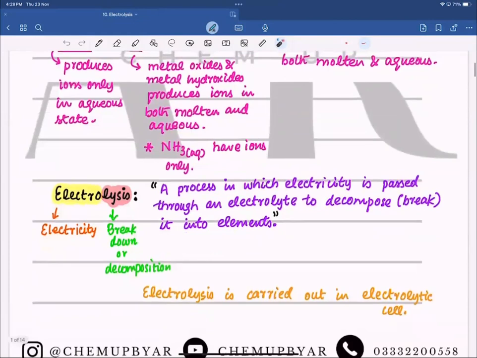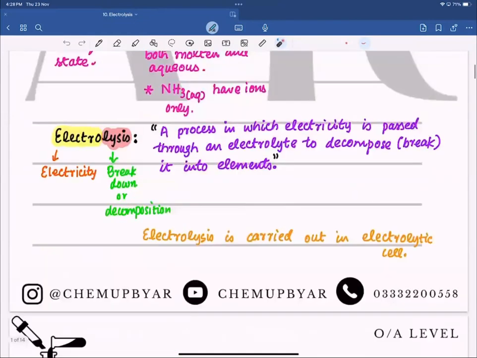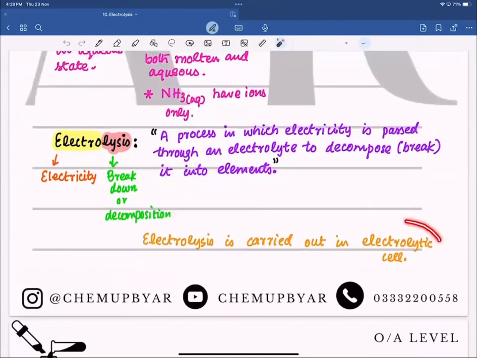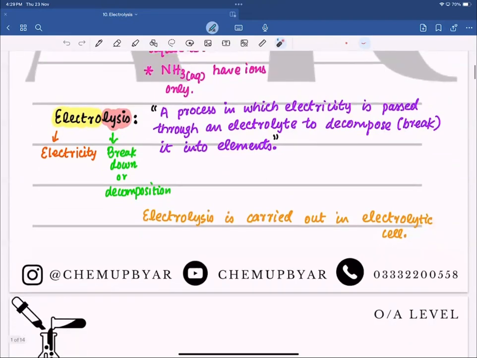Okay, that's fine. Let's proceed further. As we have discussed, the electrolytic cell is basically used to perform electrolysis, right? And electrolysis is the process in which electricity is passed through an electrolyte, and as a result, the electrolyte breaks down into its elements. Is this clear? Okay.